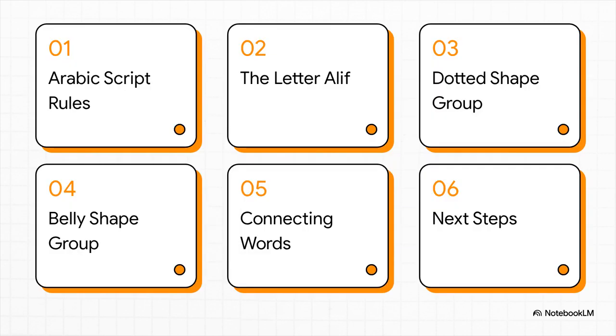All right, here's the game plan for today. First, we'll cover two basic rules of Arabic script. Then, we'll meet our first letter, Alif. After that, we'll learn some letters that come in groups based on their shape, which is a great little shortcut. Then, the really cool part, we'll see how they all connect to make words. And finally, we'll talk about what comes next.